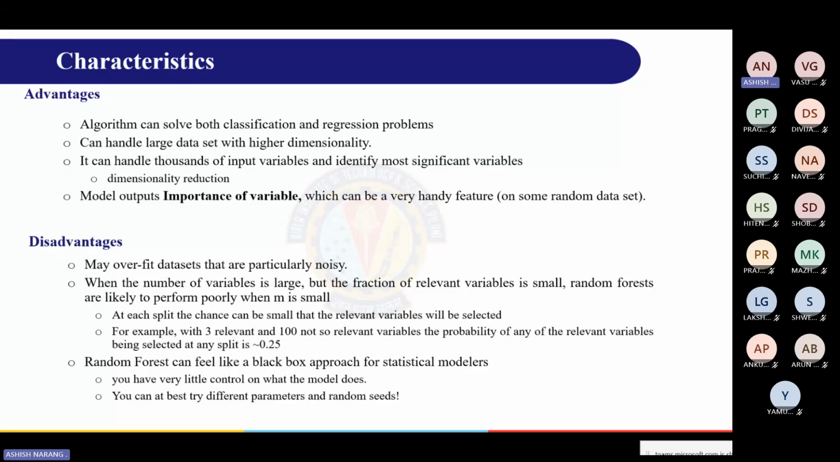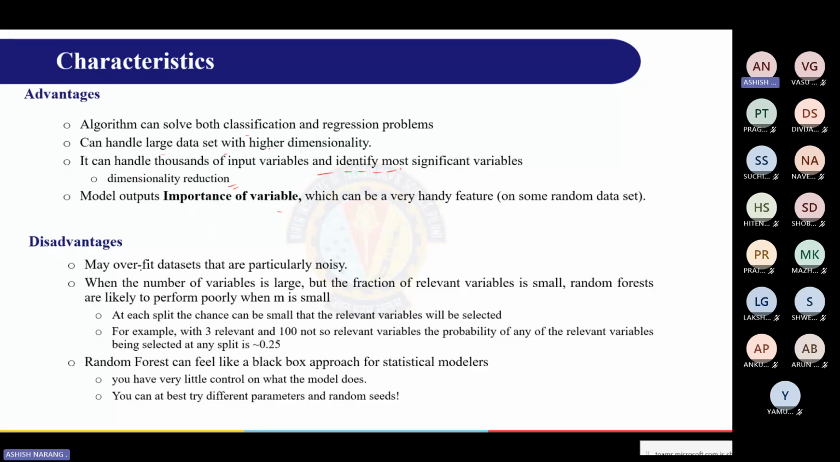So what are the characteristics? It can solve both classification and regression problems, and can handle large data sets with higher dimensionality, because I am going to divide my dimensions into multiple parts, and each tree will get different dimensions. It can handle thousands of input variables and identify the most significant variables, right? That is also possible. If from one decision tree the result is coming up very good, that means those features are good. The model outputs the importance of variables, which can be very handy in future, right?